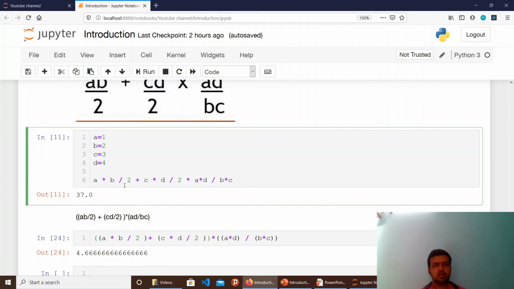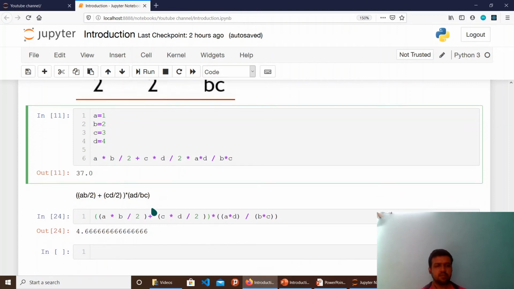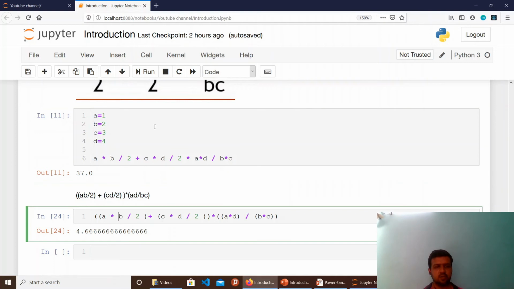Which is not true, or not an ideal answer, because ideally we should see this expression like this. So whenever we are stuck in this kind of mess, then ideally we should use parentheses, because parentheses have the highest precedence. So whatever part is in the parentheses will be evaluated first. Hence you get this answer of 4.6, which is true for this set of values.